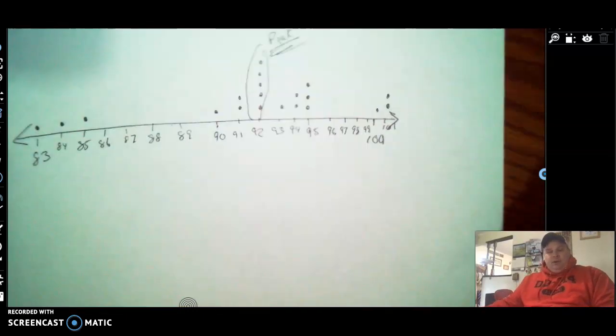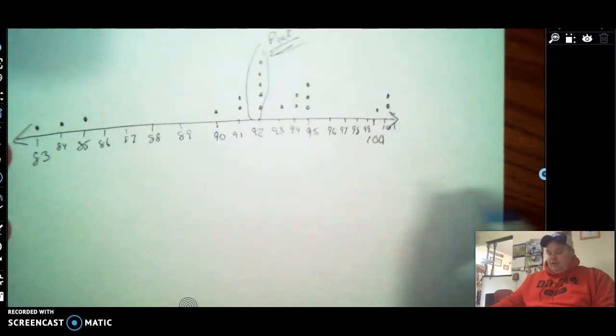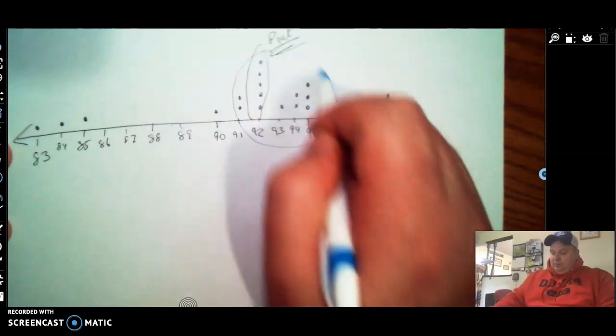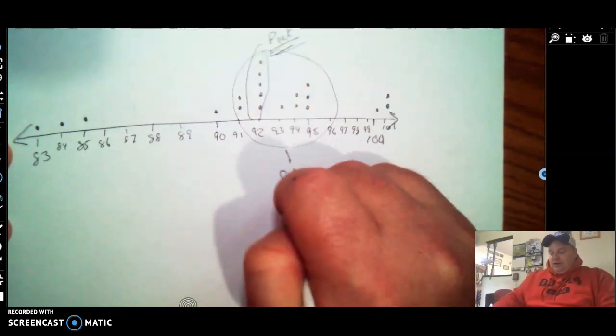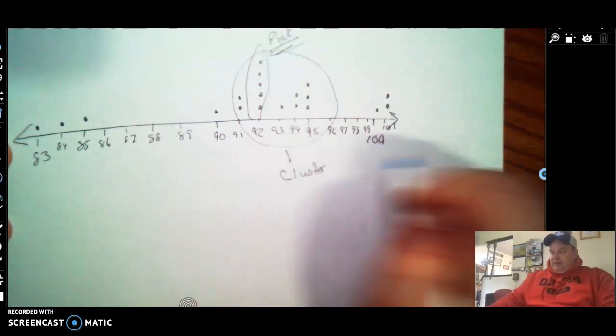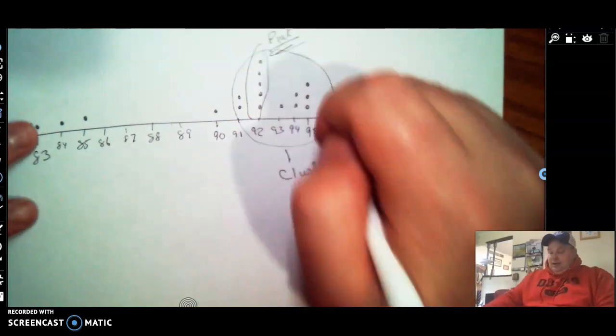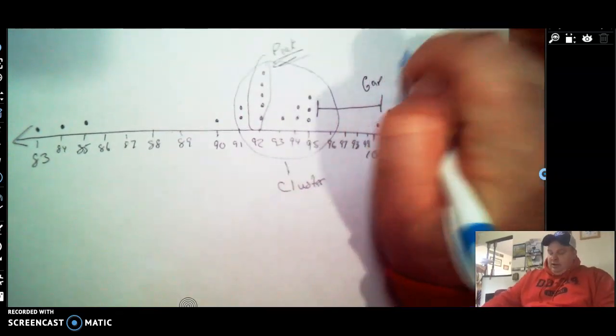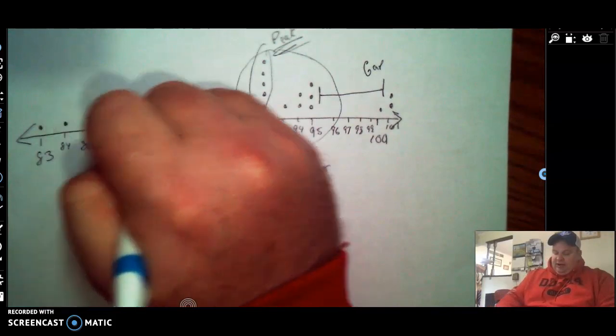Then we have to identify clusters. Oh, we've got a pretty good cluster right there. I would say that's our cluster. And do we have any gaps? Now, I say we have two gaps. We have one that goes right here, and then we have one that goes right here.